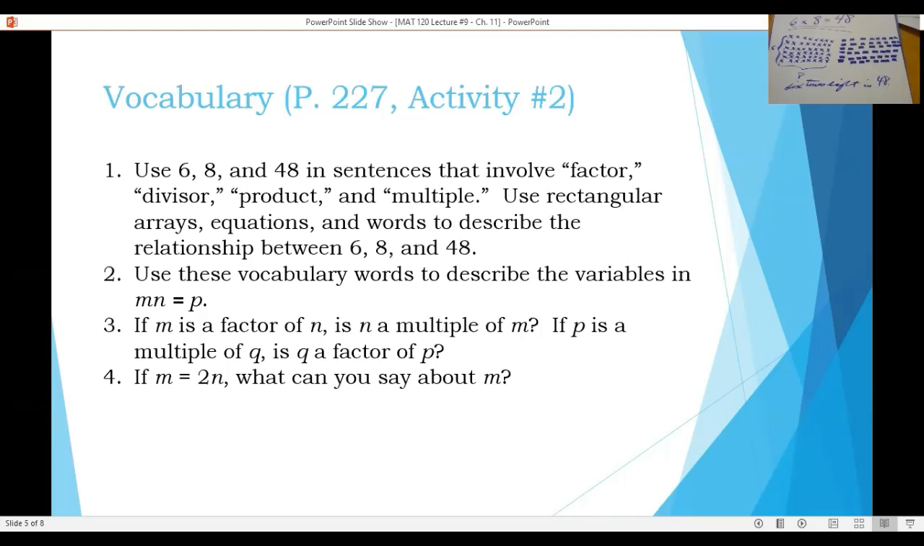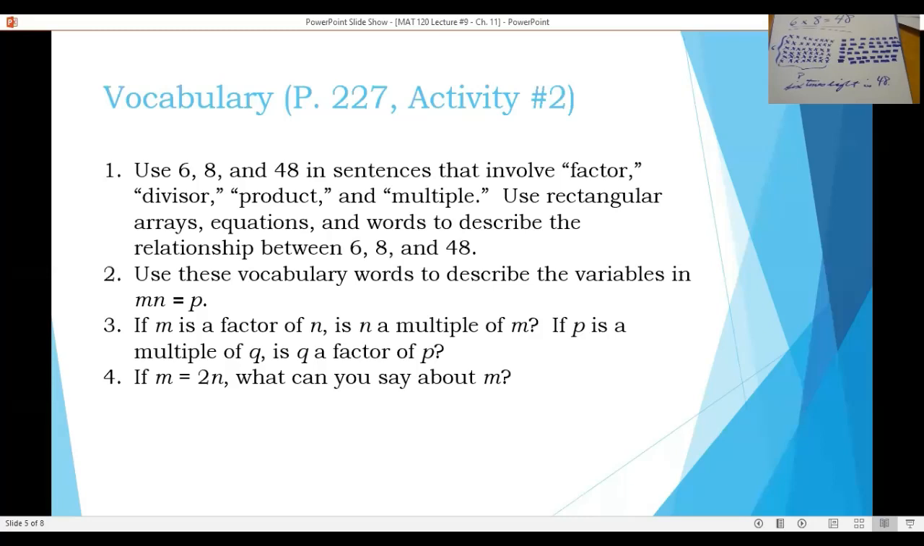For part 2, it says use these vocabulary words to describe the variables in m times n equals p. So once again, you could go through the same motions. We're saying m and n are factors of p. M and n also represent divisors of p. You could say p is the product of m and n. You could say p is a multiple of m. P is a multiple of n.